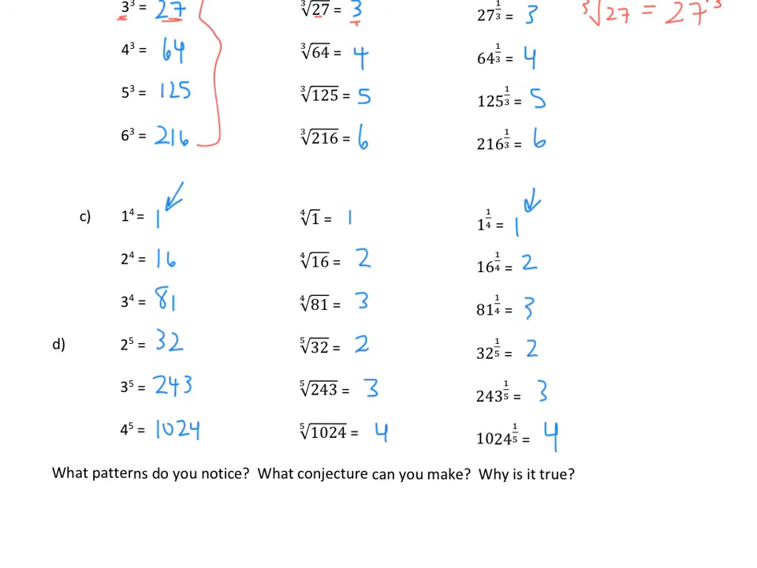Okay, so then let's move down into the last one. I just had a mixture of different numbers here, but 1 to the 4th, I got the 4th root, and these two columns again ended up having the same answers.